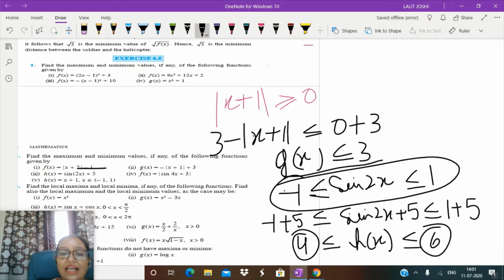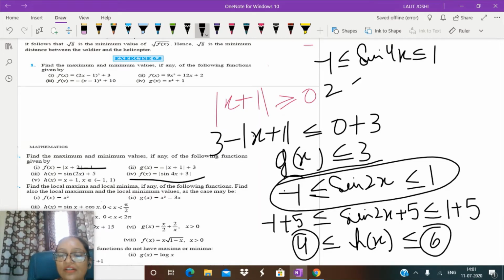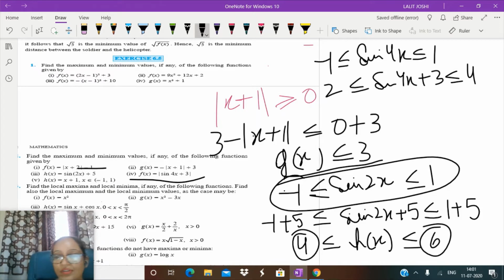Exactly on the same lines, I'll do this particular part. Over here also, I'll say sine 4x is between minus 1 and 1, right? Now I'll add 3 to both sides. So this will be 2 over here, this will be sine 4x plus 3, and this will be 3 plus 1, which gives me 4, right? Now if I take the mod of both sides, the answer will be the same, and this will be my function over here. Had it been negative, the mod would have made it positive, right? So now I will say it is between 2 and 4, right?